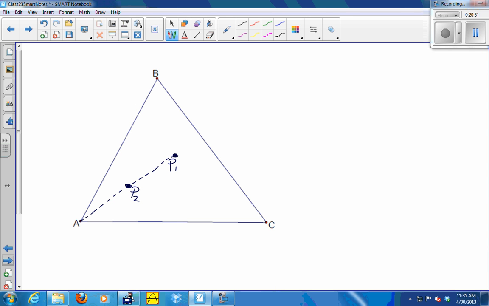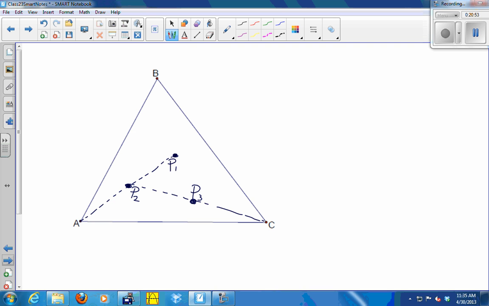Then you roll the dice again, and you repeat the process. Let's say we roll the dice again, and this time we get a 5. That would correspond to vertex C. So from your current position at P2, draw a line to vertex C and put a point halfway between, call it P3.